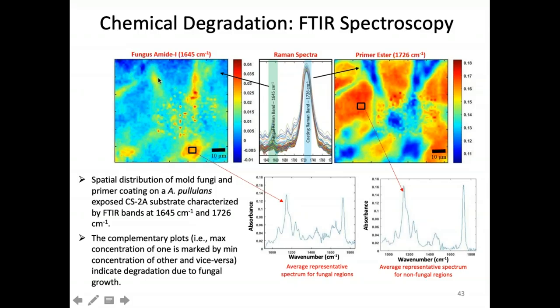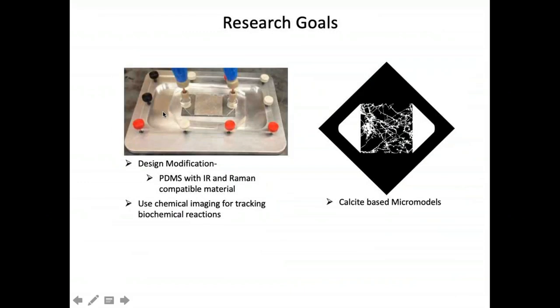This map is, I believe, a 64 by 64 micron area. On the left-hand side I'm showing the distribution of the fungus, and on the right-hand side the distribution of the paint. These are complementary plots: wherever there is a high density of fungus, like in these areas, we have a lower density of paint, and where there is no fungus, we have more density of paint. So we were able to show that the areas where we see degradation correspond to where the fungus is present. I have some ideas about making these, and there are some limitations, for example PDMS is not compatible with Raman, and other things.